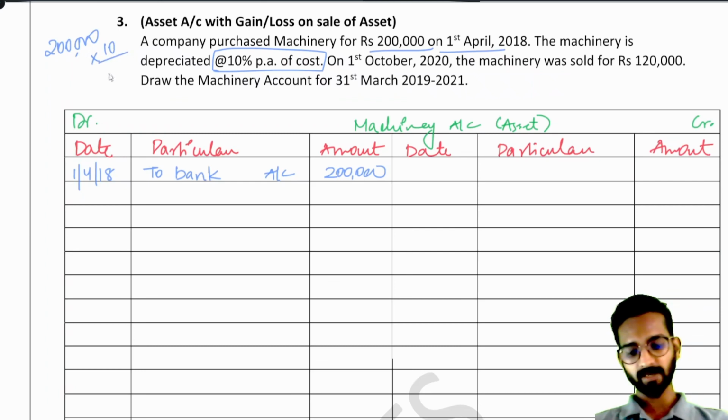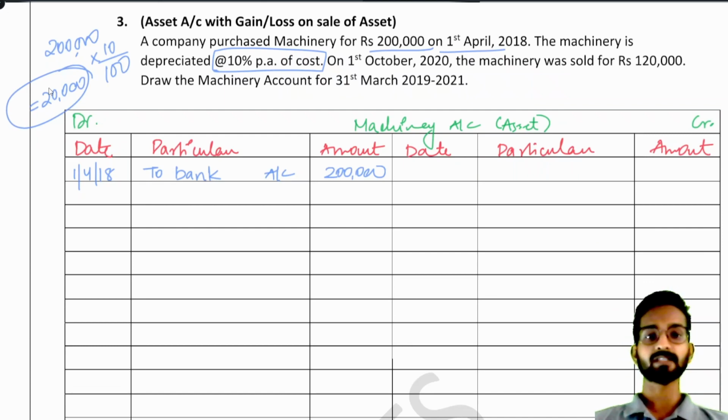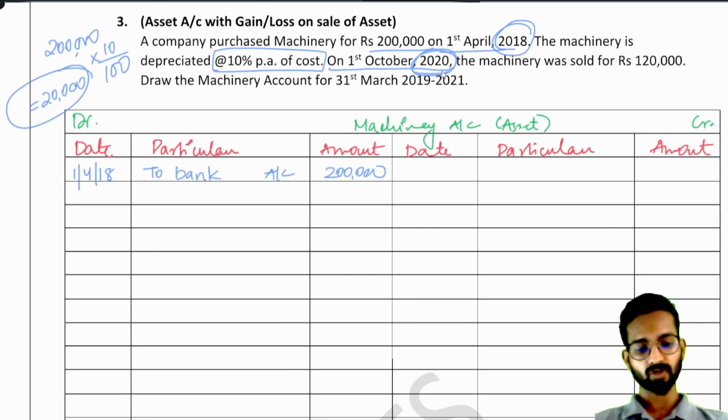10% means multiply 10 by 100. When you solve this, you will get 20,000. So 20,000 rupees is your depreciation every year. Now they are saying on 1st October 2020. Please focus on the dates. We purchased in the year 2018. We are selling on 1st October 2020. The machine was sold for 1,20,000.